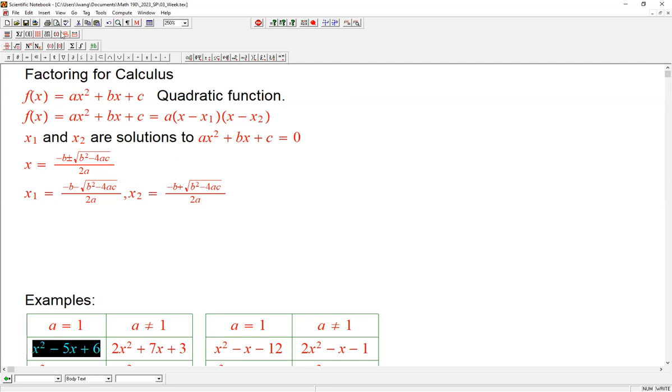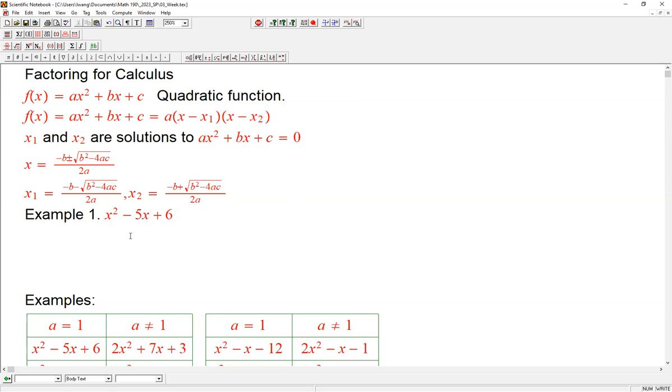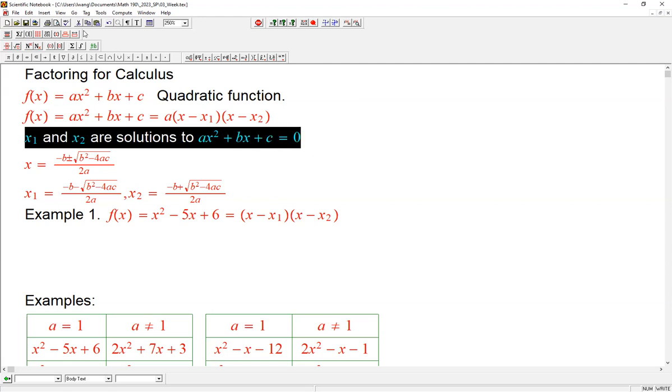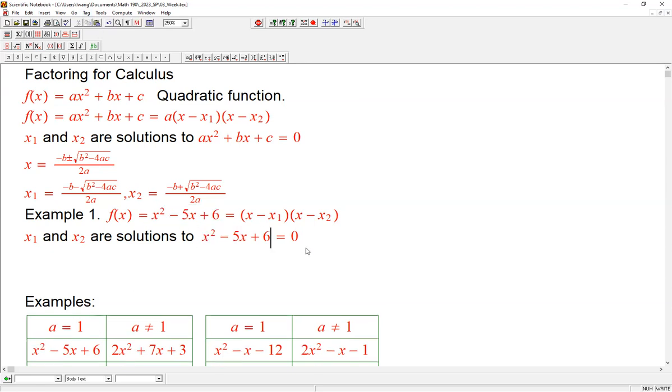Take the first example we did before, example number 1. We had done this before, and we factored using the other way, right? If we consider this as a quadratic function, and we know the factors will exist, the factors will be a times x minus x1 times x minus x2, right? So a equals 1, therefore we can remove it. So all we have to do is find the solutions to this quadratic equation. So x1, x2 are solutions to the equation x squared minus 5x plus 6 equals 0. And then all we have to do is plug into the quadratic formula.